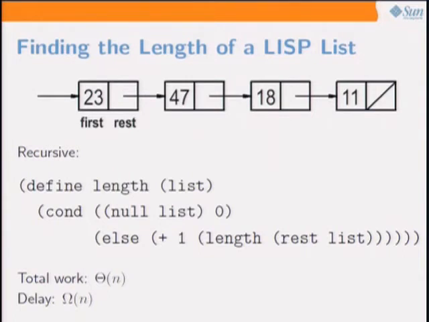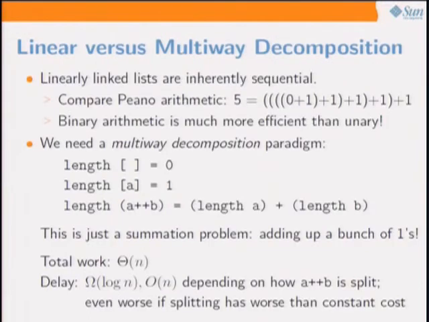Okay, so this is Lisp code. And this is the standard definition of length on a list. It's a recursive definition. And the total work that it performs is linear in the length of the list. And the delay is also linear in the length of the list because you don't have any choice. You're given one pointer and you have to chase down one pointer after another. The problem here is that linearly linked lists are inherently sequential.